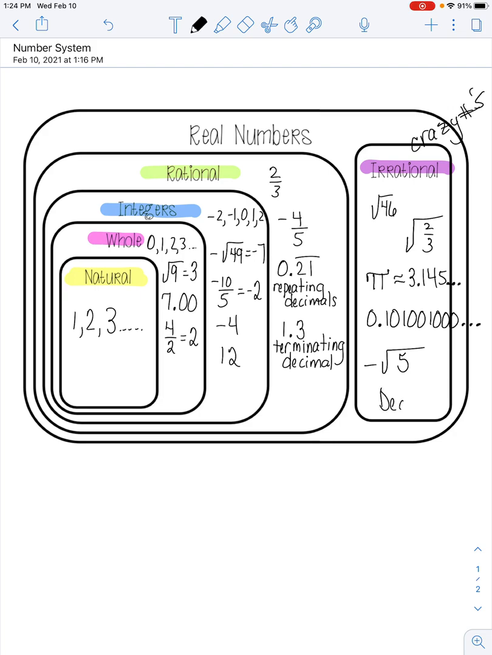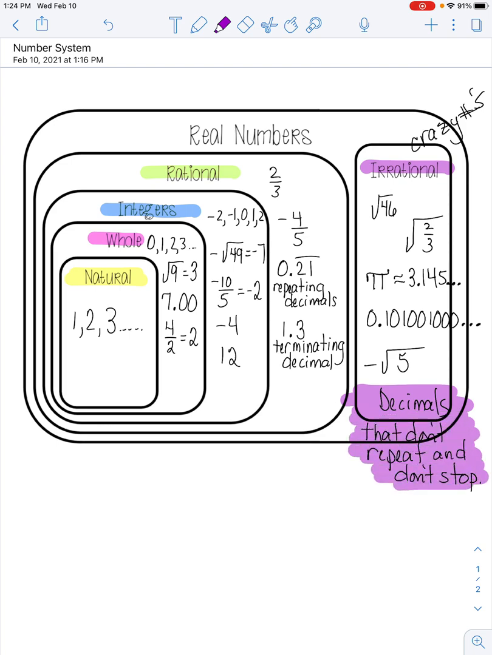So let's write that down. Decimals that don't repeat and don't stop. So that's what makes a number irrational. So we're going to practice a couple of these so you can see what we're doing in this lesson.